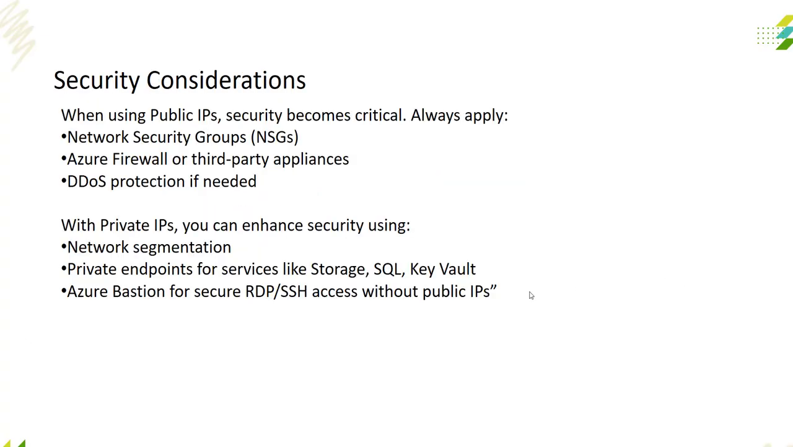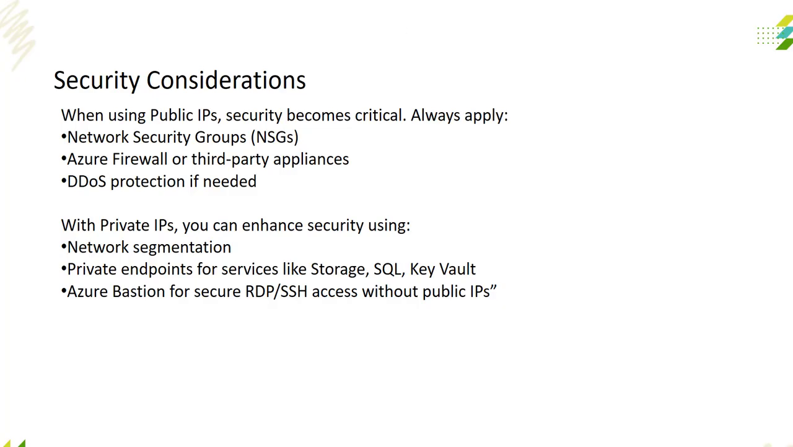So if I talk about the security considerations, when you use a public IP address, security becomes critical, and you should always apply NSGs, firewalls, third-party appliances. Whenever you are dealing with a public IP address, DDoS protection is needed. In some cases, with a private IP address, you can enhance your security using network segmentation. You can use private endpoints for services like storage, SQL, Key Vault, and Bastion for secure RDP access without having a public IP address on a virtual machine.